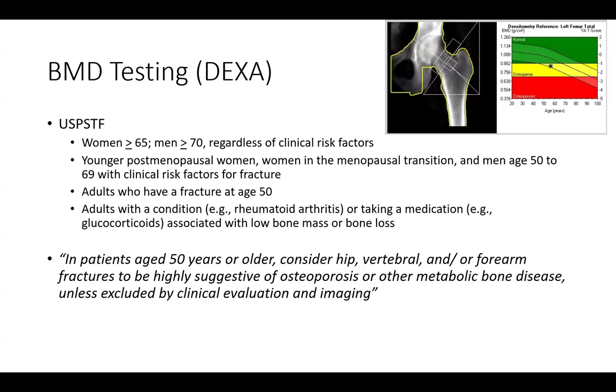And I think this quote here is pretty interesting. In patients age 50 or older, consider hip, vertebral, and/or forearm fractures to be highly suggestive of osteoporosis or other metabolic bone disease unless excluded by clinical evaluation and imaging. So all these patients probably have some sort of osteoporosis unless you prove otherwise.